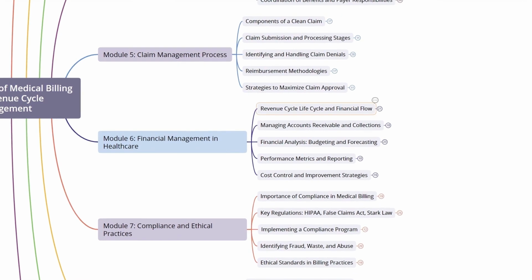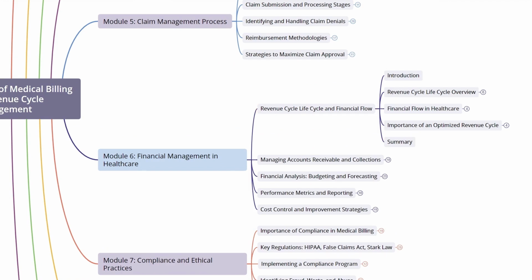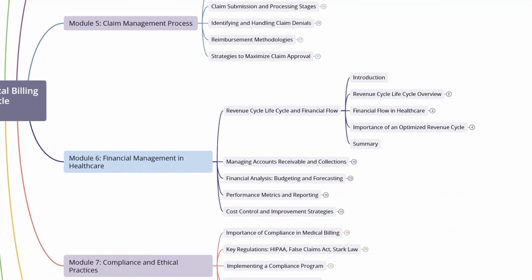We'll review revenue cycle, life cycle, and financial flow. This overview illustrates the complete flow from patient registration, service delivery, claim submission, payment receipt to final collections. Understanding this cycle allows staff to identify bottlenecks and optimize the overall process.